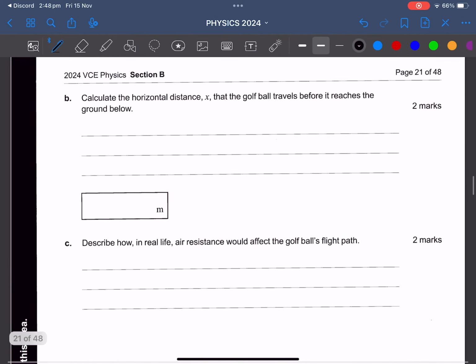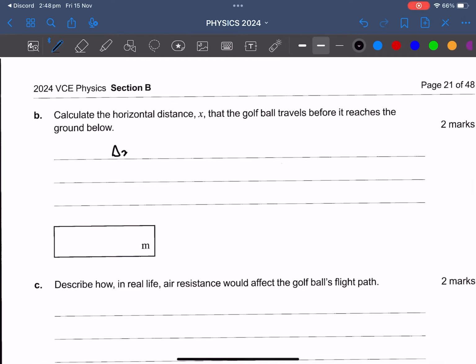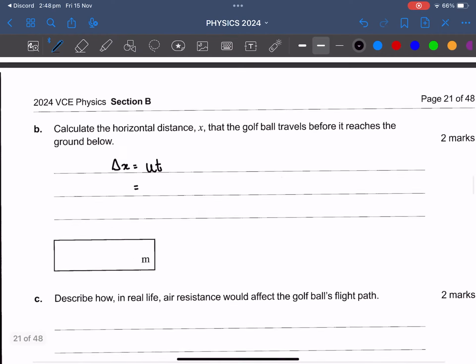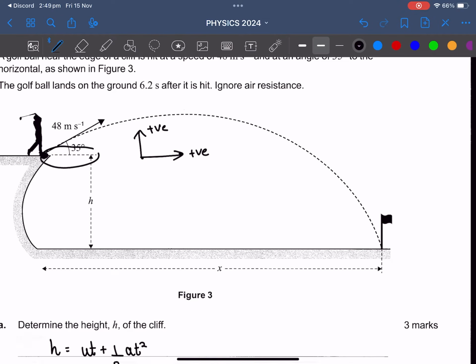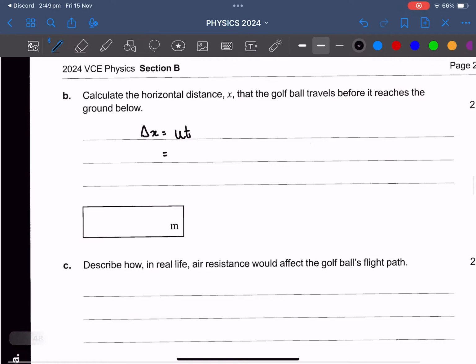Okay, calculate the horizontal distance that the golf ball travels before it reaches the ground below. Okay, so we know that delta x is equal to ut again. So this time our u will be the horizontal component of the velocity. So this is our vertical v of y, and this is our horizontal v of x. So we need our horizontal component. So we'll have 48 cosine of 35 times 6.2, and that should give us the horizontal distance.